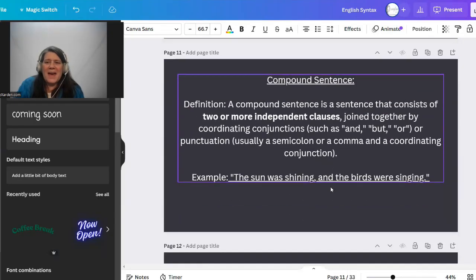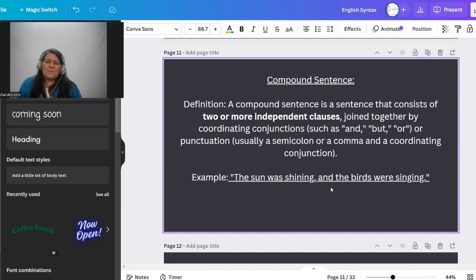On now to compound sentences. Compound sentences have two independent clauses. It's like putting two simple sentences together. The topic is related. There's some kind of relationship there, but they go together, okay? So what we do is we start by making two simple sentences, and then we put them together with coordinating conjunctions.